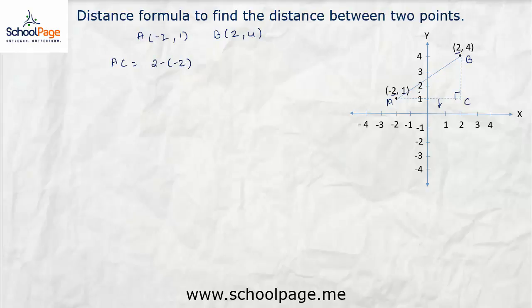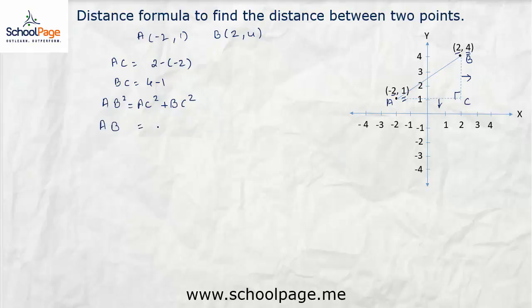Let us also find the length of the vertical side of the right-angled triangle, which is BC. For this we subtract the y values. The y values here are 4 and 1. So BC equals 4 minus 1. We can see that ACB is a right-angled triangle and AB is the hypotenuse. So we can use the Pythagoras theorem and find AB. So AB square equals AC square plus BC square.